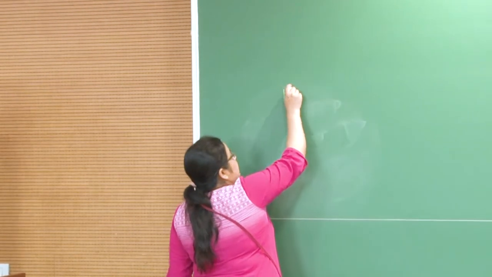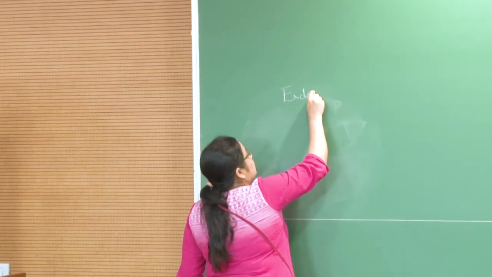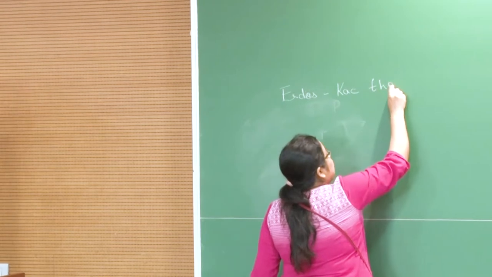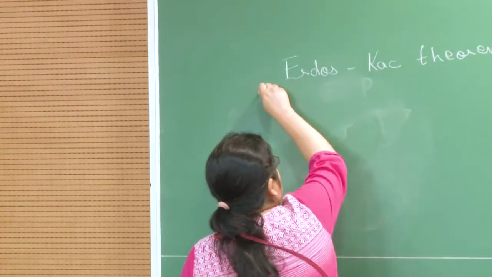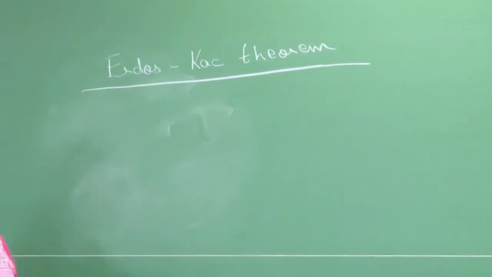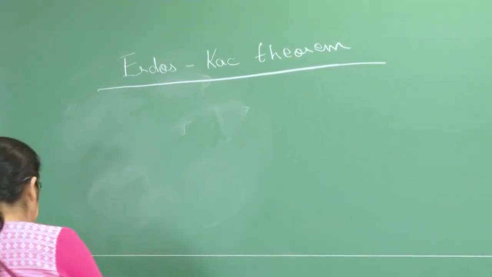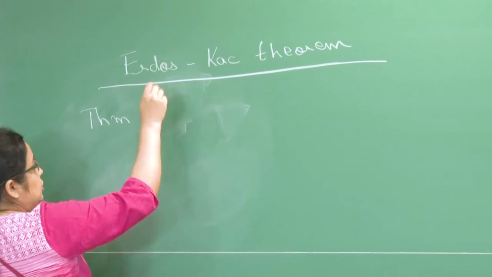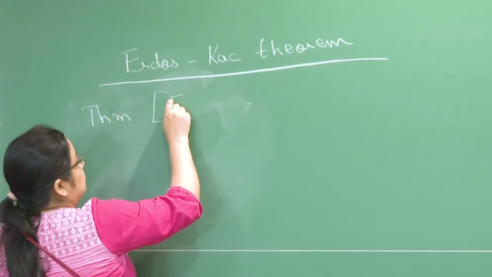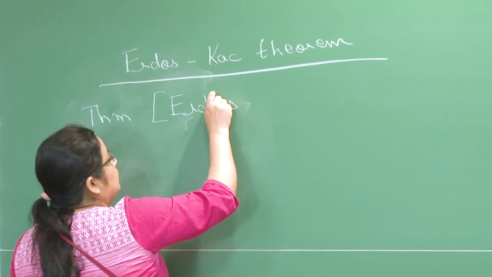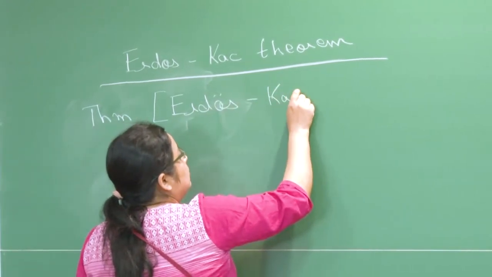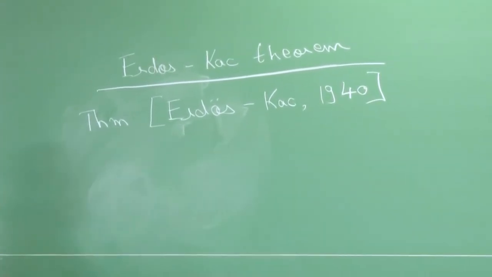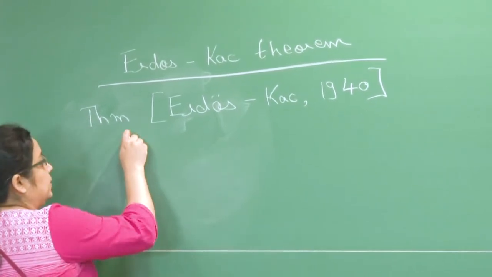Okay, so we are discussing the Erdos-Kac theorem, which is a central limit type theorem that lies at the heart of probabilistic number theory, and this is what we want to prove. So this is the theorem due to Erdos and Kac. It goes back all the way to 1940, and it states the following.